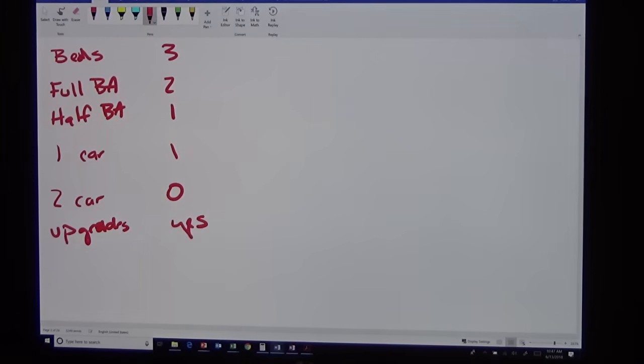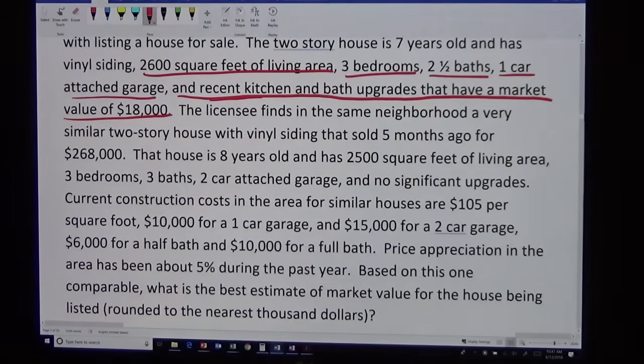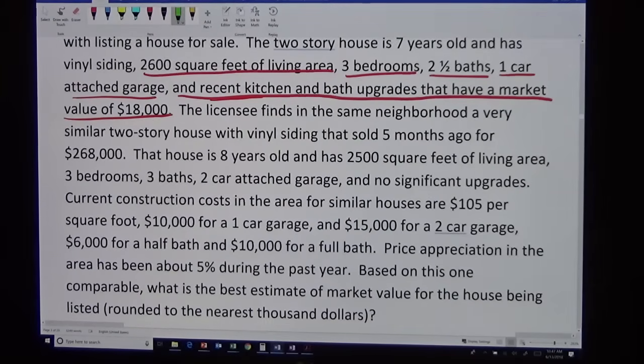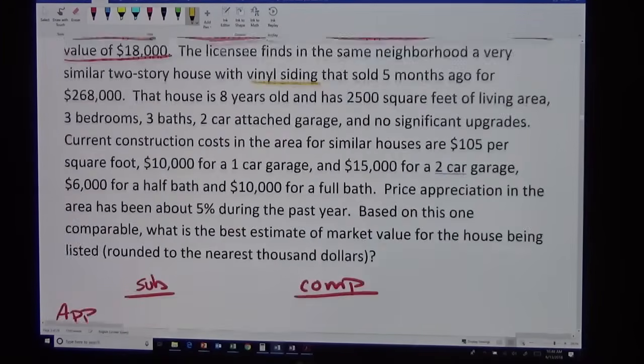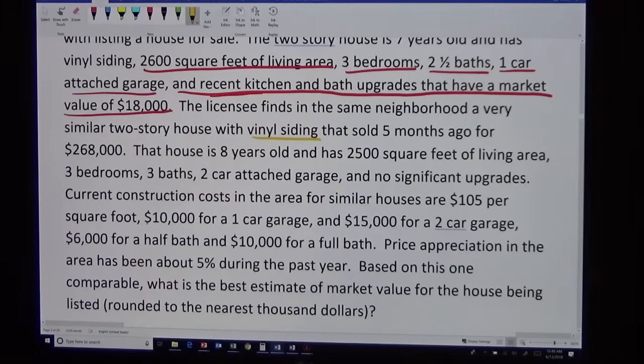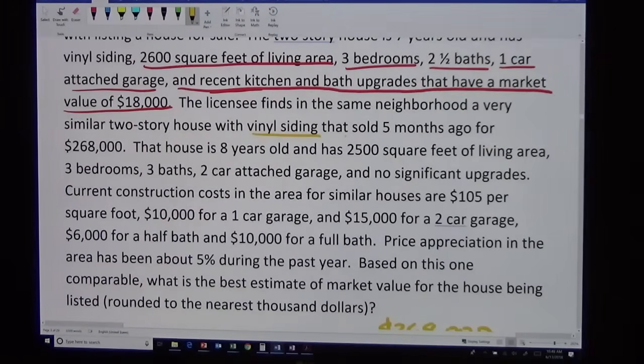Now let's go see what they tell us about our comparable property. It says the licensee finds in the same neighborhood a very similar 2-story house with vinyl siding. So vinyl siding. So we can go down here and fill that in. That sold 5 months ago for $268,000. So our starting point is $268,000. And we know with the appreciation we've got 5 months. Okay, so we dealt with that.